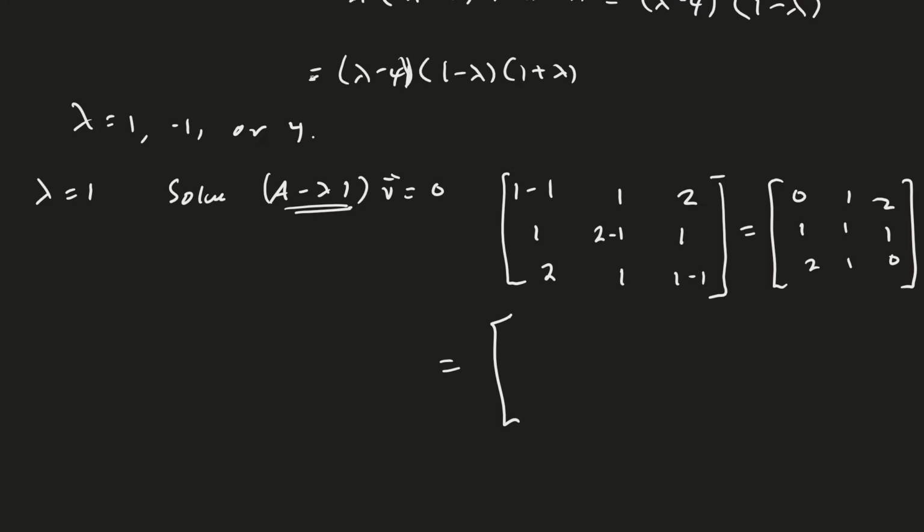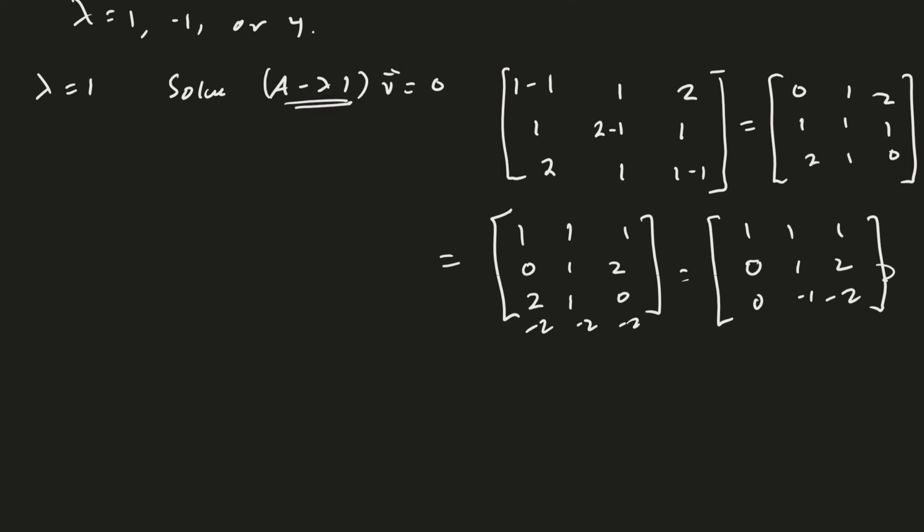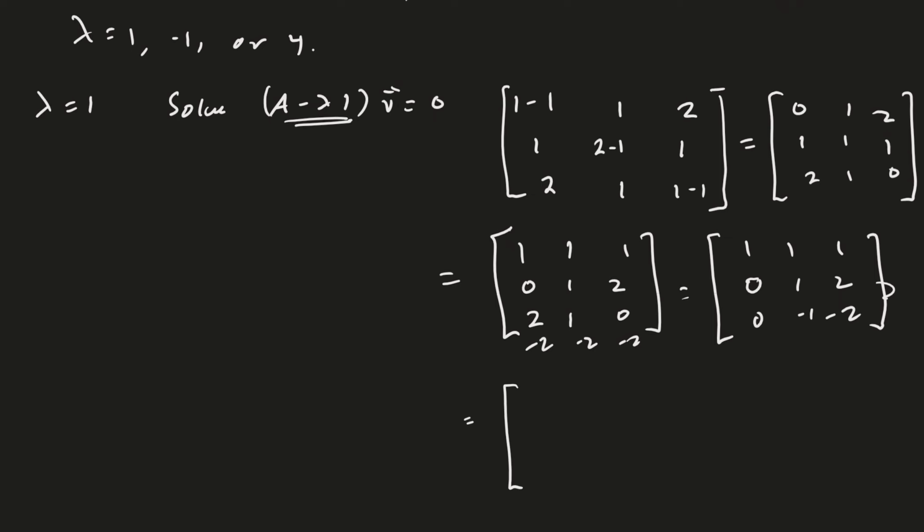Okay. So let's go ahead and row reduce. I'll go ahead and flip those around. 1, 1, 1. This is probably going to be really entertaining for you to watch. Oh well, minus 2, minus 2, minus 2, will give me a 1, 1, 1, 0, 1, 2, and then 0, minus 1, minus 2, and this is expected, right? Because at least two of these rows need to be the same, otherwise we messed up. So in this case we have 1, 1, 1, 0, 1, 2, 0, 0, 0.